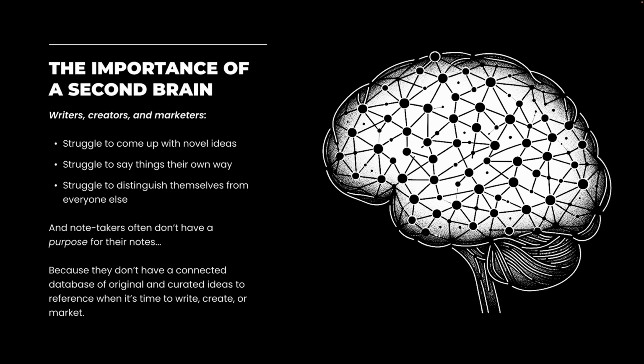So the problem with writers, creators, and marketers is that first, they struggle to come up with novel ideas. So they tend to either copy others or they get lost and they just feel like they can't write. And then the second is that they struggle to say things their own way. So this is a common problem because when we read things or when we have an idea, the only way we can really think of that idea is in someone else's words. And the third thing is they struggle to distinguish themselves from everyone else. So whether you're a writer, creator, or marketer, I'm assuming you're trying to be unique. You're trying to be irreplaceable.